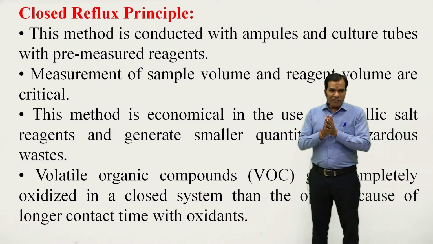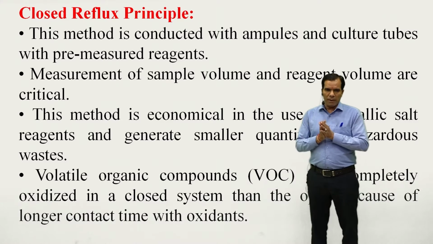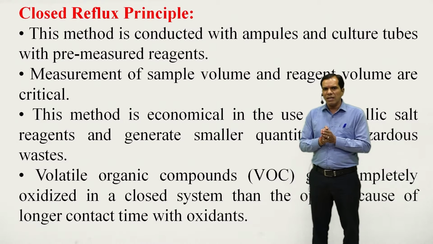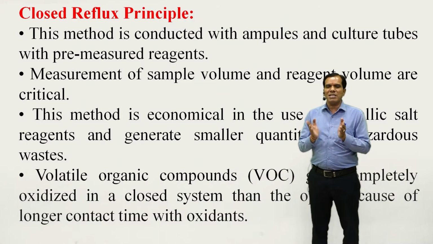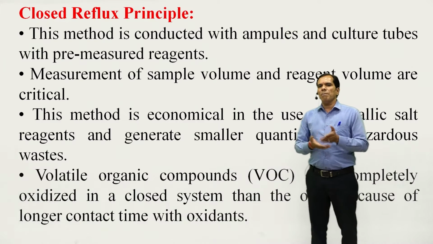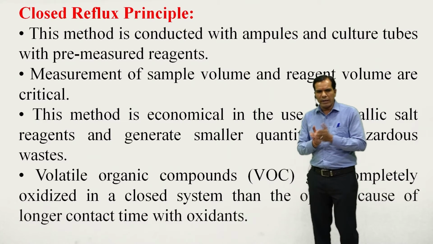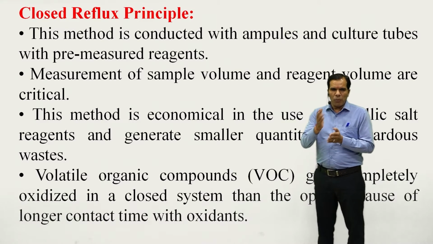And what is the salient feature of the closed reflux principle? This is the other method by which we can determine the chemical oxygen demand in wastewater. This method is conducted with ampoules and culture tubes with pre-measured reagents. Measurement of sample volume and reagent volume are critical. This is the negative point of this method.